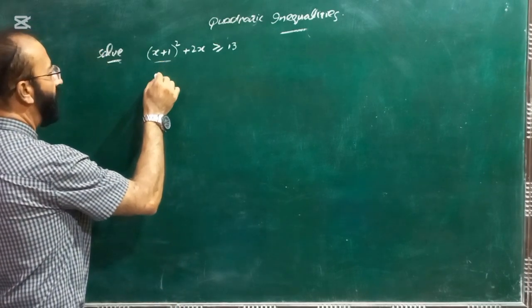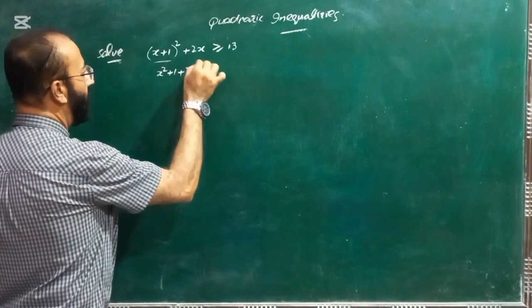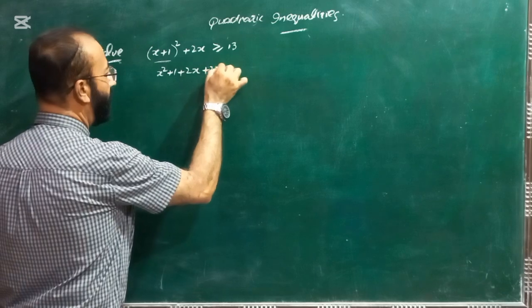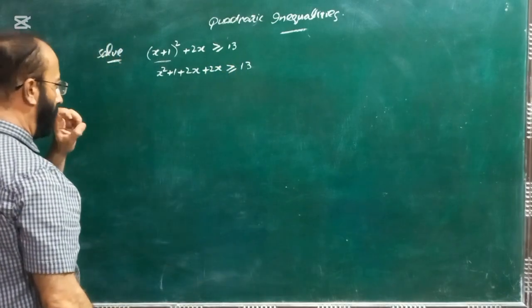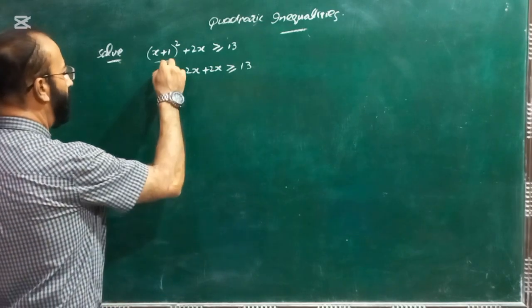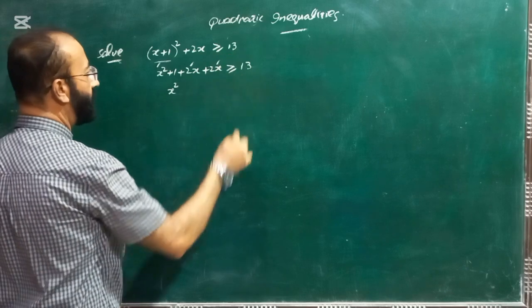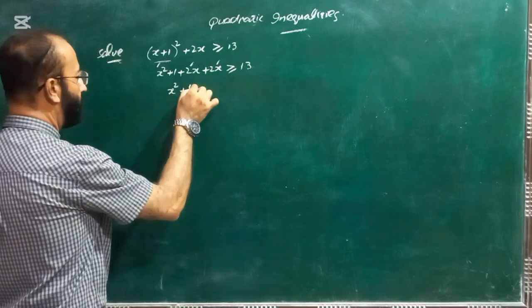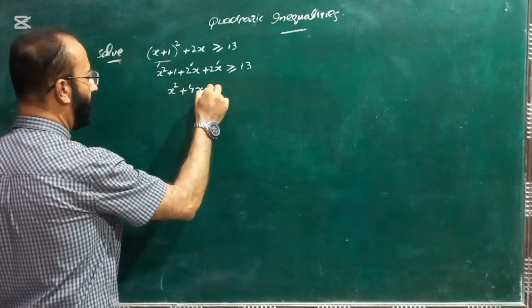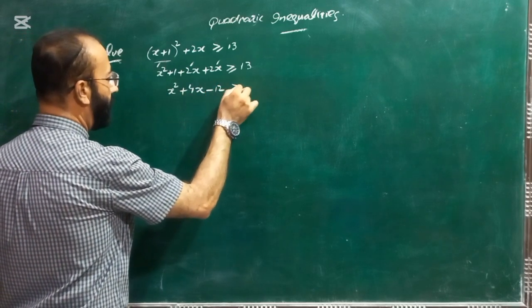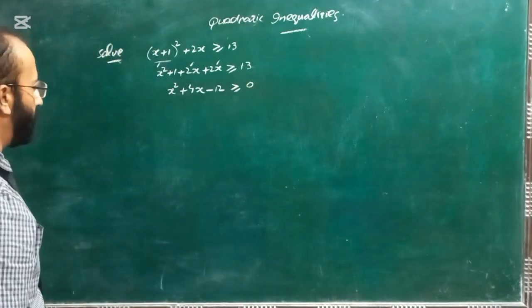So we are going to open the bracket. It will be x² + 1 + 2x + 2x, and greater than or equal to 13 will remain as it is. From here we will simplify the steps. So x², this 2x and 2x will make 4x, plus 4x, and this 13 will be shifted to the left hand side, so minus 12, greater than or equal to 0.